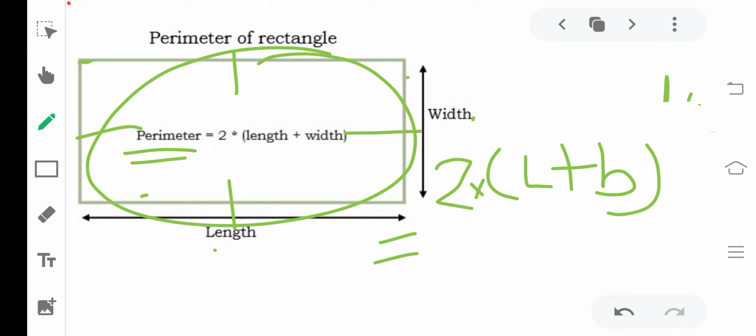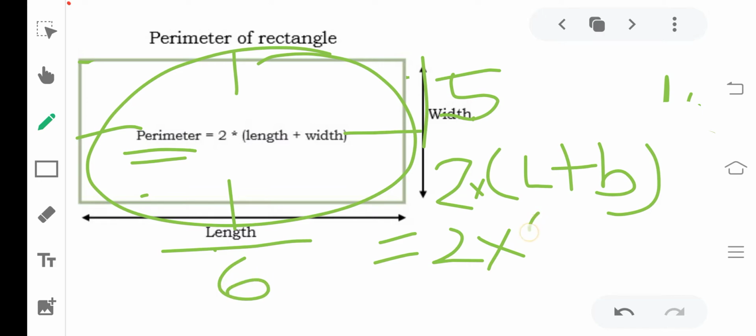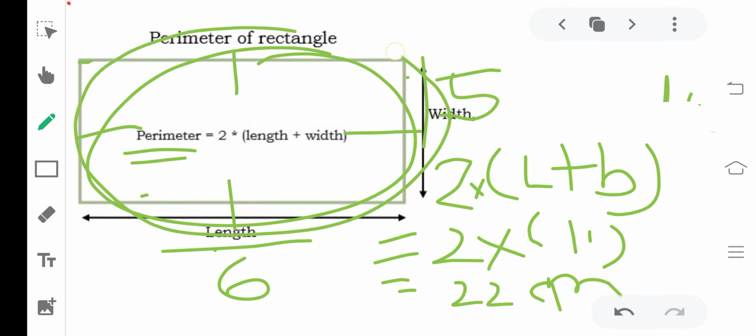Okay, the addition which comes, you have to see: if the length and breadth come as, let's consider, 5 and 6, then you will get 5 plus 6 is 11. Okay, 11 into 2 is equal to what? 22 centimeter. Okay, it means your perimeter of the rectangle is 22 centimeter. Remember this, these are very important things which should be remembered.